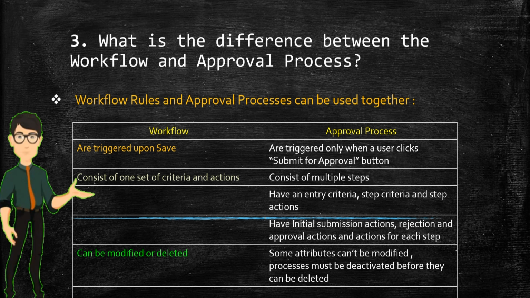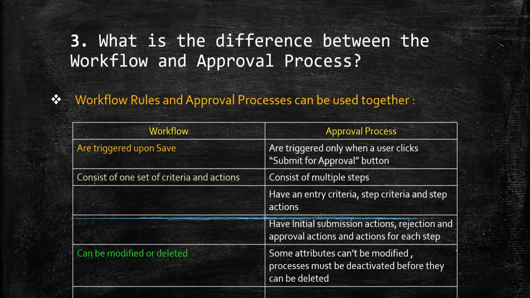Workflows are based on criteria, consisting of one set of criteria and actions, and the approval process consists of multiple steps, that is entry criteria, step actions, an initial submission, rejection, approval actions, and actions for each step. These can be modified or deleted, but some attributes can't be modified. Processes must be deactivated before they can be deleted. Suppose you have an active approval process on a record and you want to delete that record. It cannot be deleted because the record is in an approval process. So you have to deactivate the approval process, then your record will be deleted.